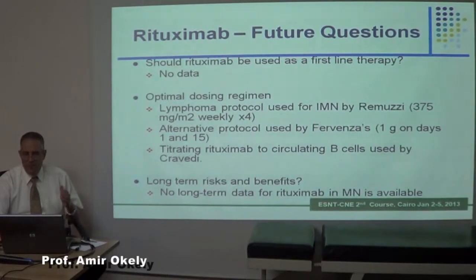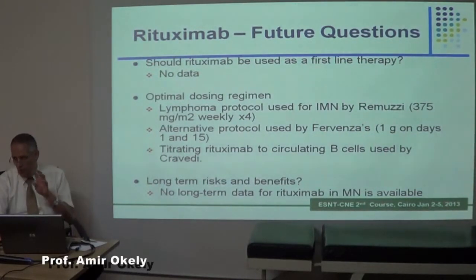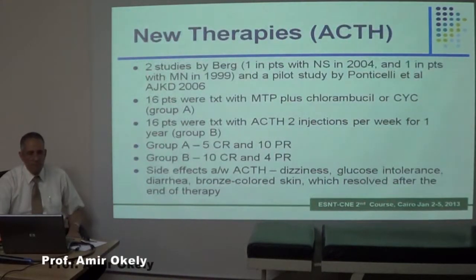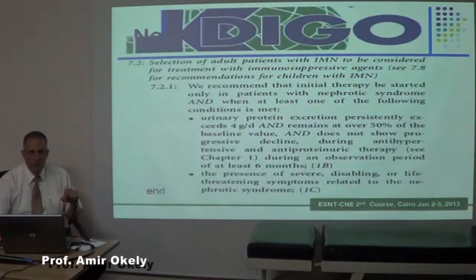There is no data. What about the dose of rituximab? There is no consensus about the dose of rituximab in membranous nephropathy. What about the long-term risk and benefit? No long-term data for rituximab in membranous nephropathy is available so far. What about immunotherapy? There is some study about ESNT with good response, but so far there is no use for ESNT in the management of membranous nephropathy.